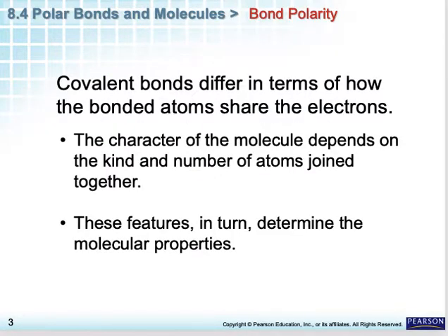So, covalent bonds are different in terms of how the atoms are held together, how they share those electrons. Because it's two atoms, they may be the same or they may be different. And if they're different, how are they different? So the character of the molecule depends on the kind and number of atoms joined together, and these will help determine the property of that molecule.